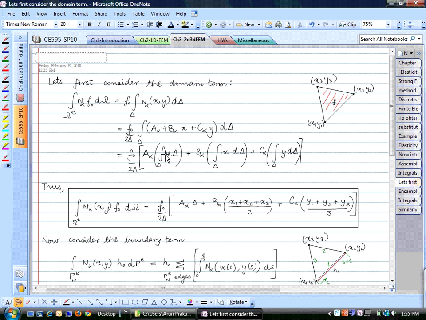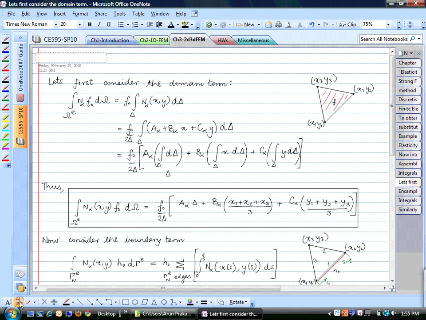Okay. So all you do here is substitute your N alpha to be this, and now we are going to evaluate all these integrals. Let's take a look at the first term. You have a alpha, that's a constant. You can pull it out of the integral, and what you're left with is this. So what is this quantity? That's the delta, that's the area of the triangle.